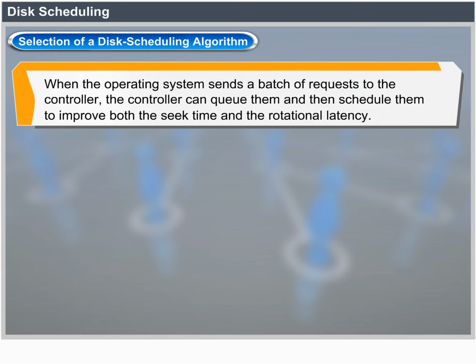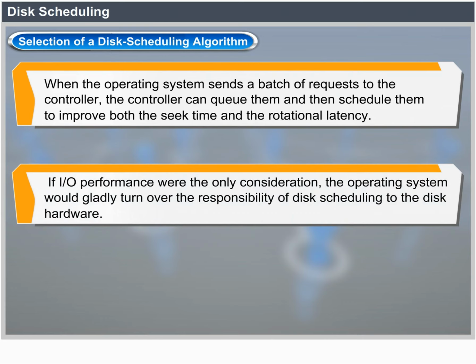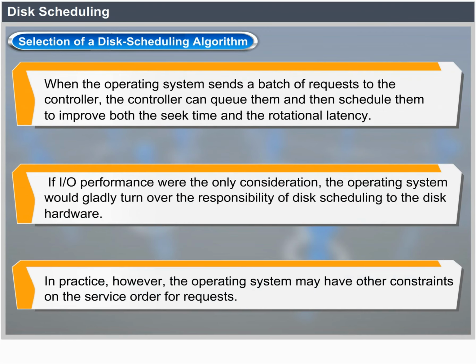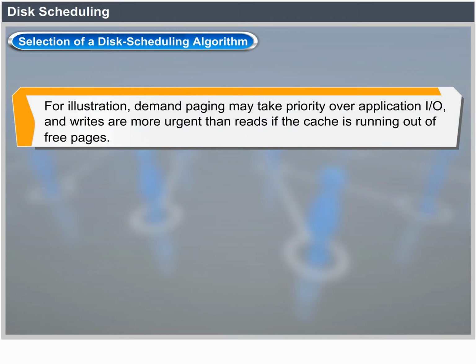If input-output performance were the only consideration, the operating system would gladly turn over the responsibility of disk scheduling to the disk hardware. In practice, however, the operating system may have other constraints on the service order for the requests. For instance, demand paging may take priority over application input-output, and writes are more urgent than reads if the cache is running out of free pages.